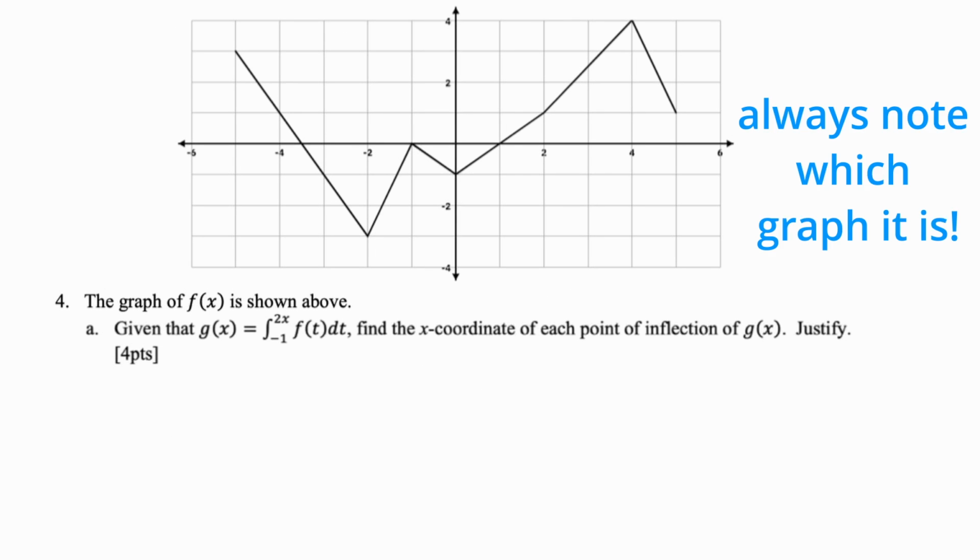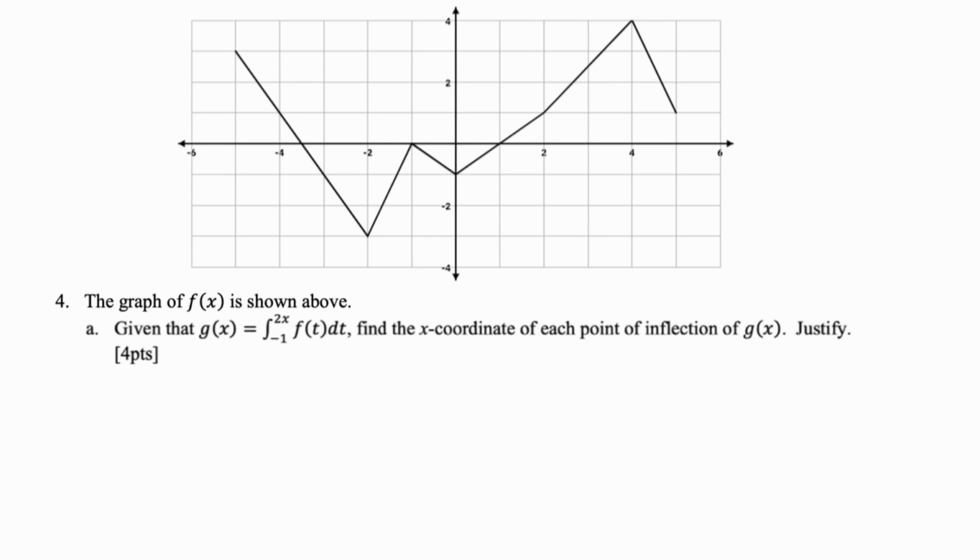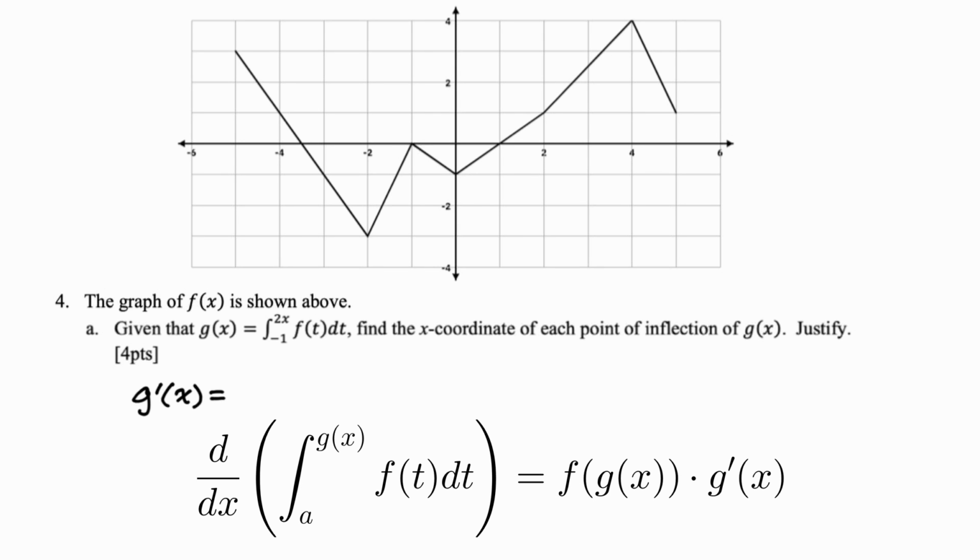So this has 3 parts. The graph of f of x is shown above. So we're looking at the graph of f of x. Given that g of x is the integral from -1 to 2x of f of t dt, we want to find the x-coordinate of each point of inflection of g of x, and we want to justify. Okay, so first up, we need to know what g prime is. So g prime, by the second fundamental theorem, is going to be plug in the upper bound times the derivative of the upper bound. So we take the 2x and plug it in, then multiply by the derivative of 2x.